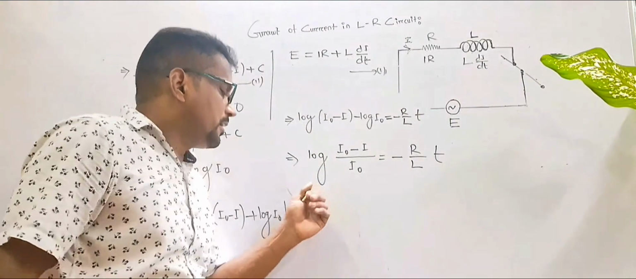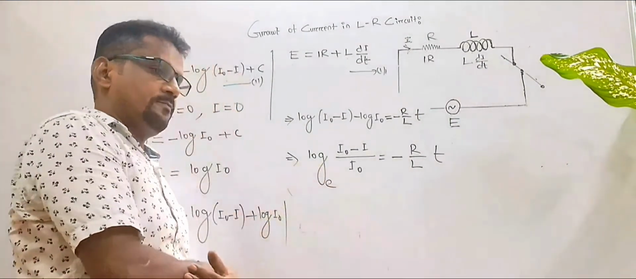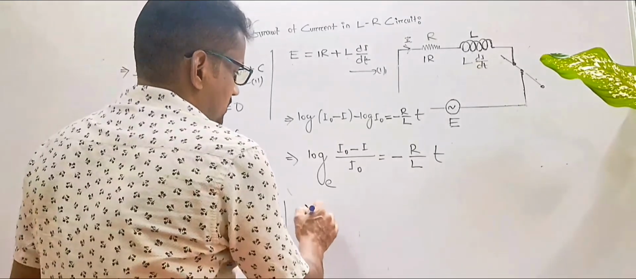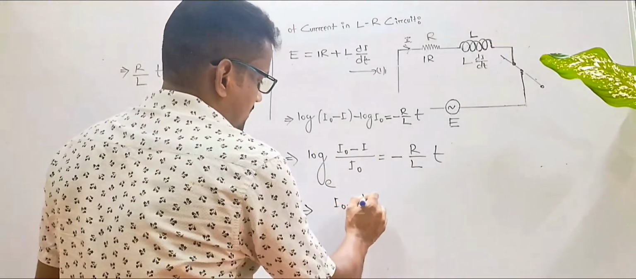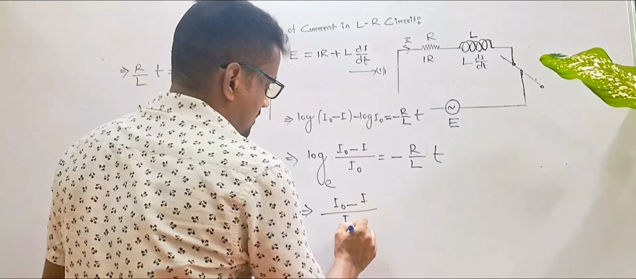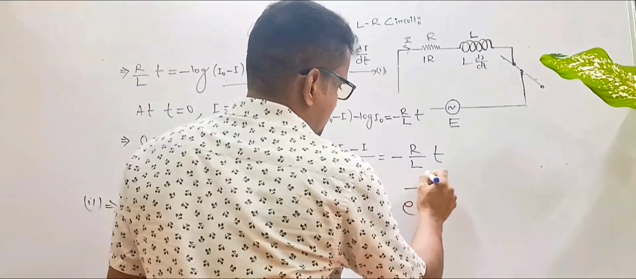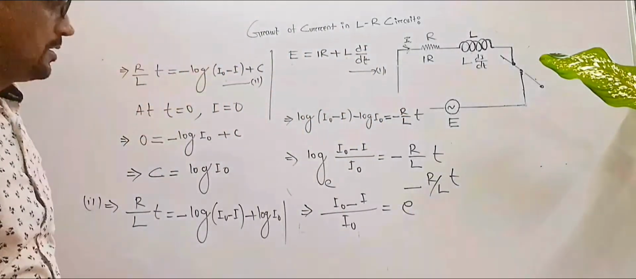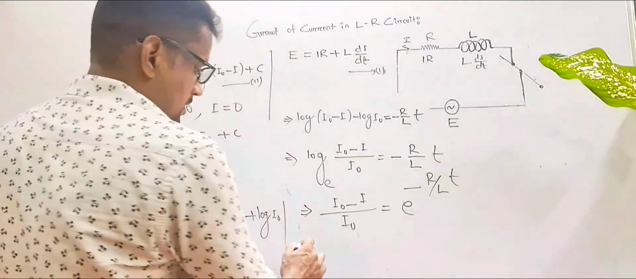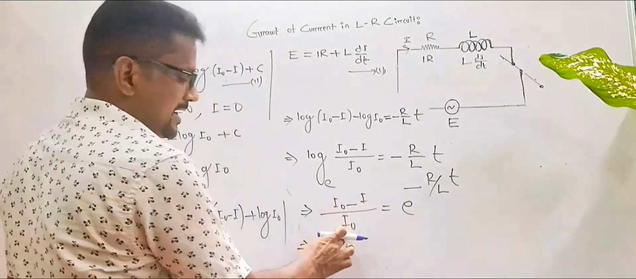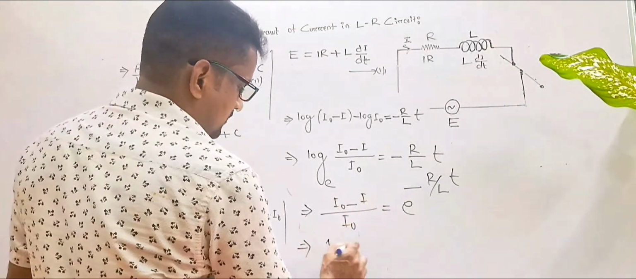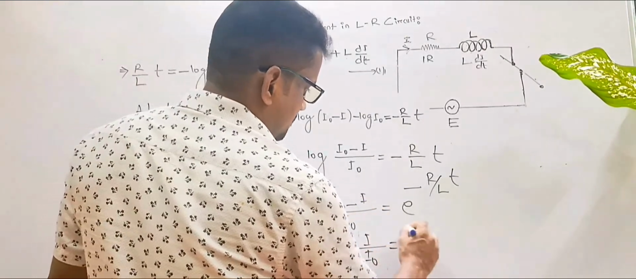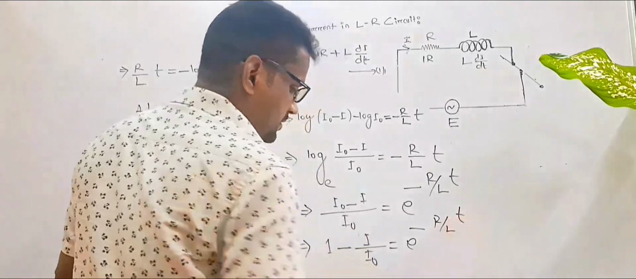Then you can take antilog. Here the base is always e, because it is the natural or Napier's logarithm. From here you will get I naught minus I by I naught equal to e to the power minus R by L times T. Okay, clear? So almost you have done. Here term wise you divide by I naught. I naught by I naught is what? 1 minus I over I naught equals e to the power minus R by L times T.